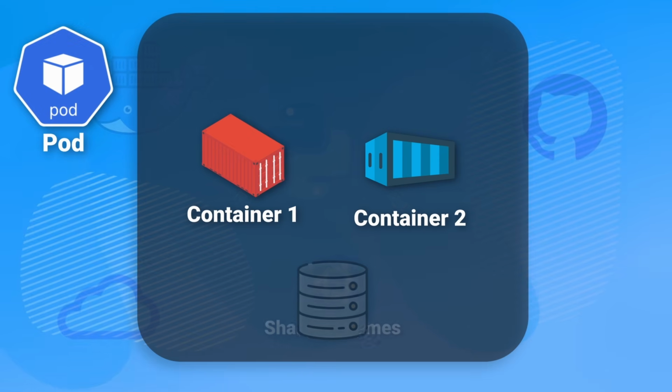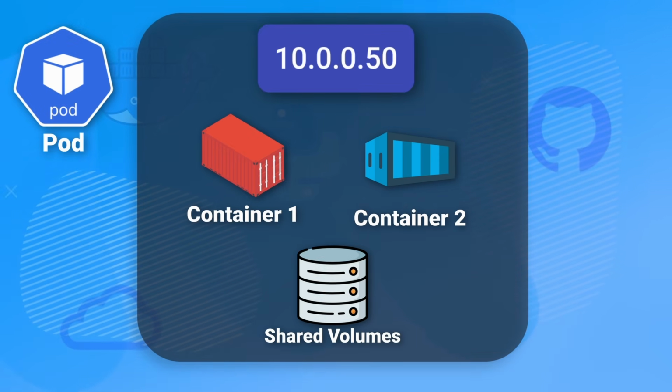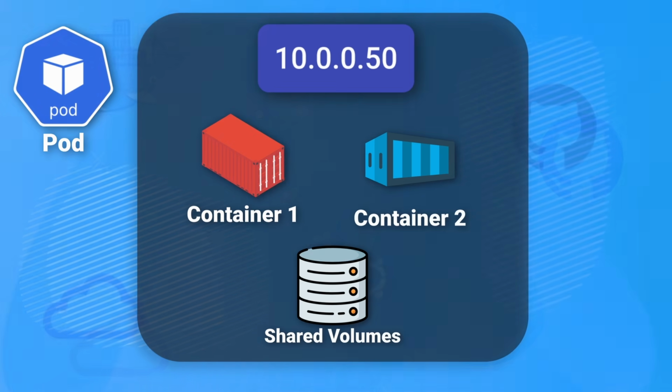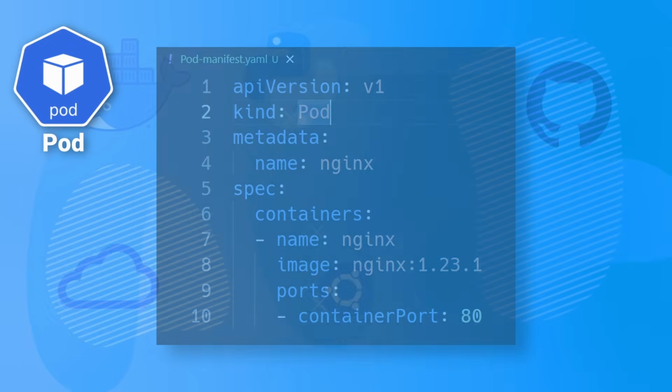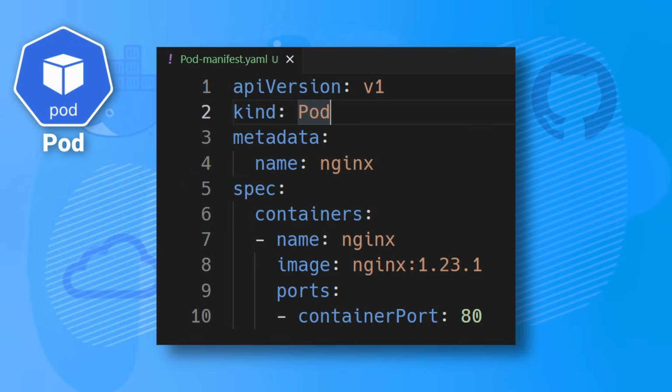A pod is a group of one or more containers with shared storage and network resources and a specification for how to run the containers. Like any other Kubernetes resource, pods can be created manually through kubectl CLI commands. However, they are best managed through manifest files. Here's an example manifest file of a single container pod running an image of Nginx.